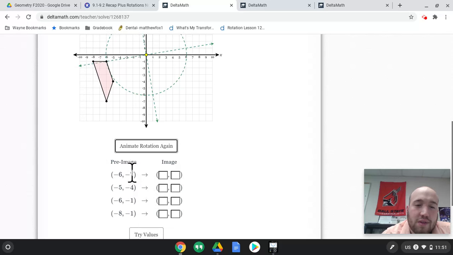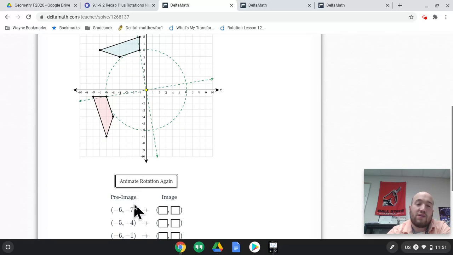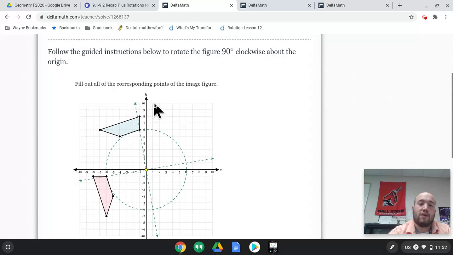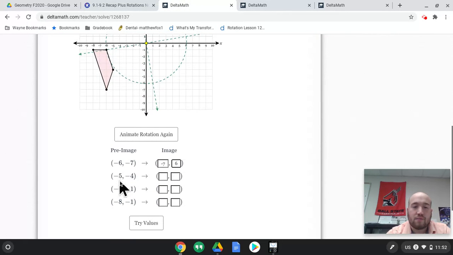Now down here, the pre-image, those points were the original 4 points. We want to write what the image's points are. You have 2 options. You can just figure it out. So for example, negative 6, negative 7, that's this point. Well, now that point ended up here, so it'd be negative 7, positive 6. So if you wanted to, you could just type that in and solve it like that. The other option, remember, we were rotating it 90 degrees clockwise. If we think back to Monday's notes, clockwise 90 degrees, the x and y switched and the x became negative. So it was y, negative x. So then if we look down here, negative 6 and negative 7, they switch, so that negative 7 goes to the front.